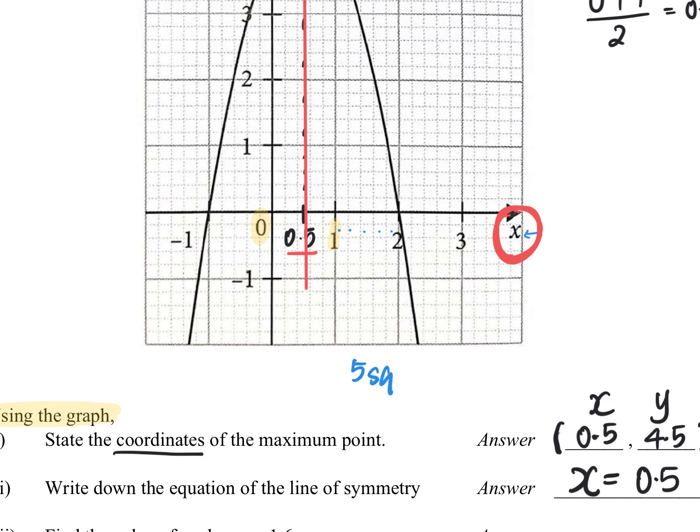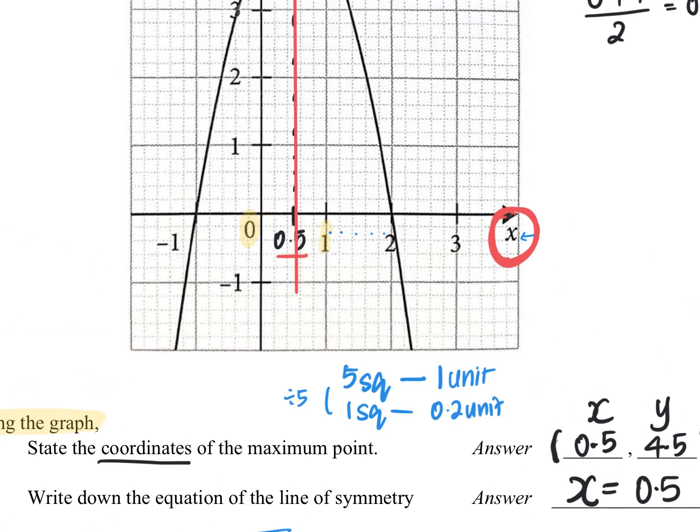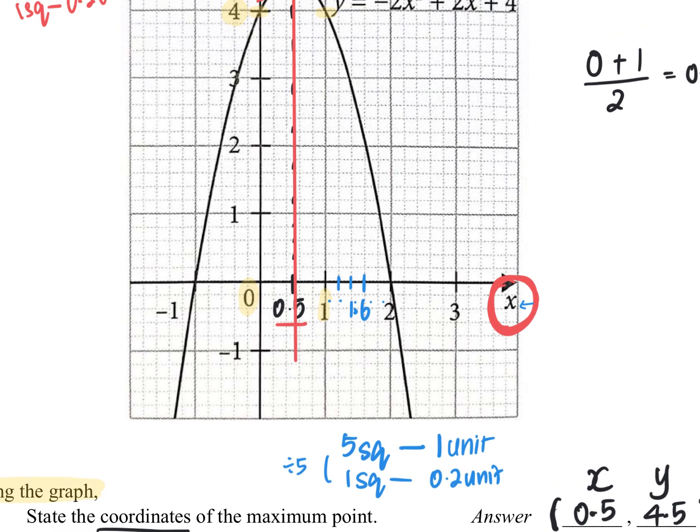5 squares represent 1 jump to 2, so 1 jump to 2 is 1 unit. If I have only 1 square, I divide by 5. This will give me 0.2 of a unit. They want me to read x equals 1.6. So where is x equals 1.6? One square is 0.2, so this is 1.2, 1.4, 1.6 is down here. They want me to find the value of y when x equals 1.6. I put my dotted line, go up and touch my curve.